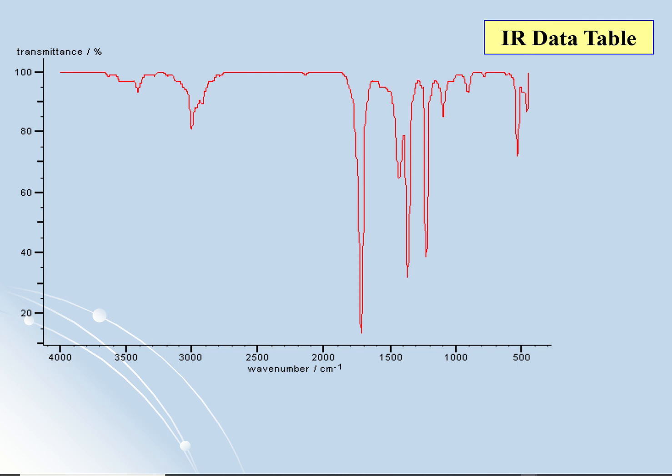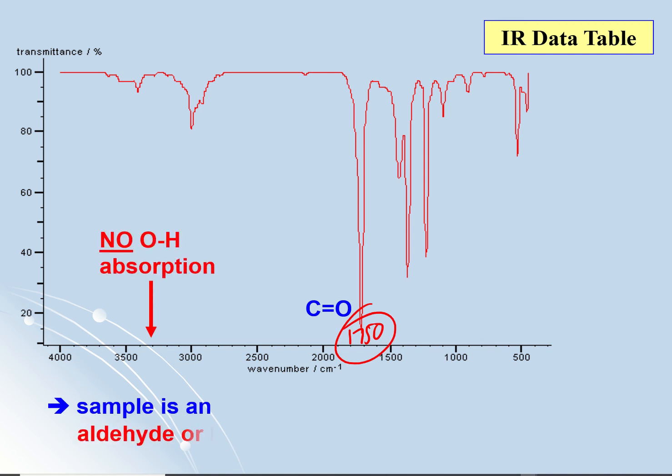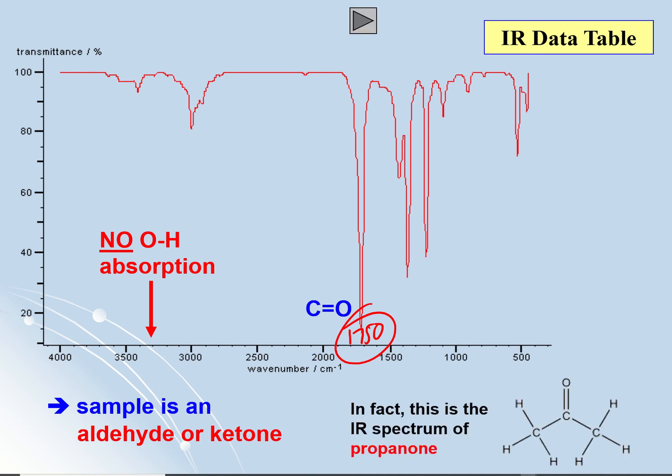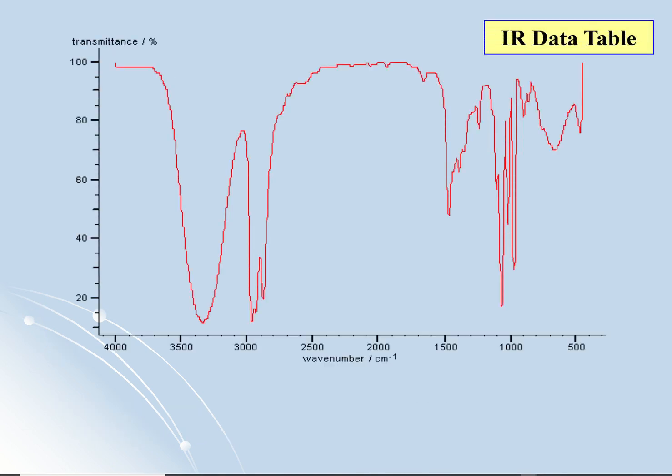Let's look at this one. Maybe a good idea, if you think you've got this cracked, you maybe want to pause the video whenever I bring up a new slide or a new trace, and see if you can work out what the functional group is. So in this one, we've definitely got a big C double bond O there, that's at about 1750. This time we don't have an OH group, so this has to be an aldehyde or a ketone. Again, we can't tell what it is. It is indeed propanone, but again, you would have to be analysing that region there.